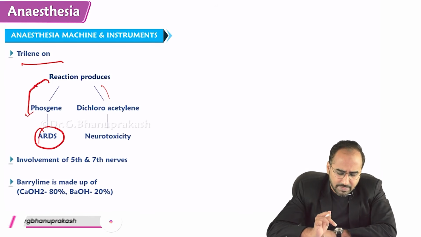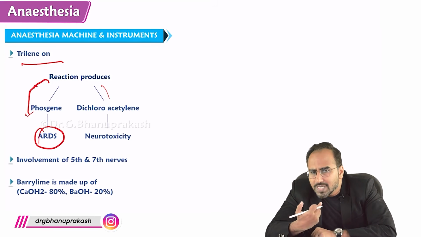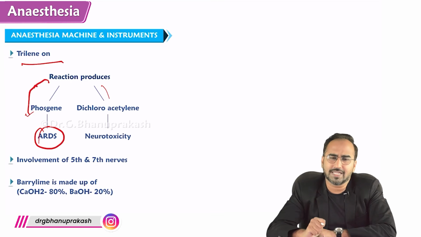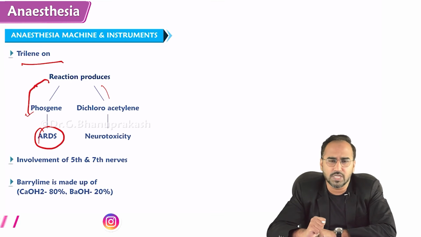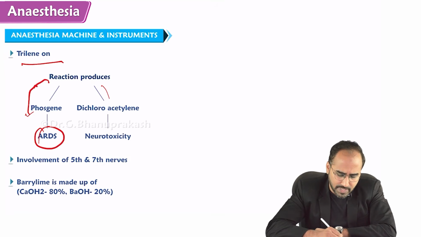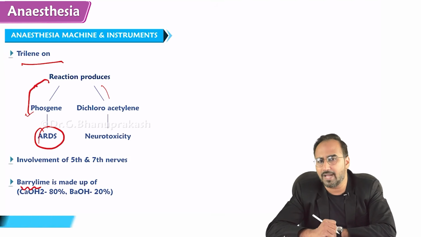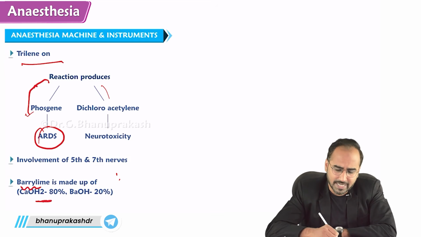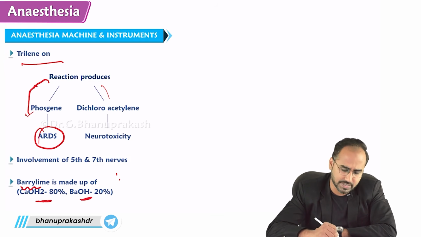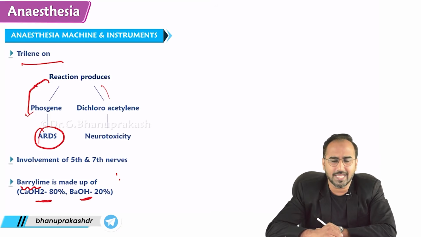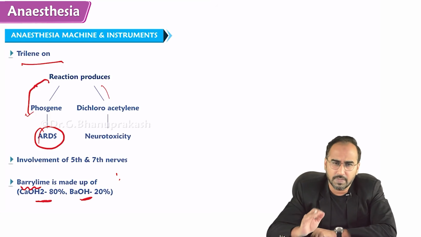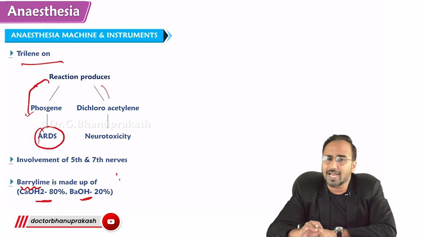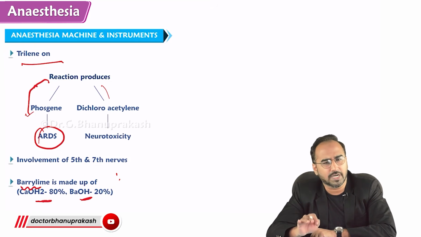If you don't have soda lime available, the next absorbing material that could be used in the patient is what, guys? It could be Baralyme. Baralyme is made up of what? Baralyme is 80% calcium hydroxide and 20% barium hydroxide. Now remember, the most common absorbing material is soda lime only, but Baralyme is the second most common.